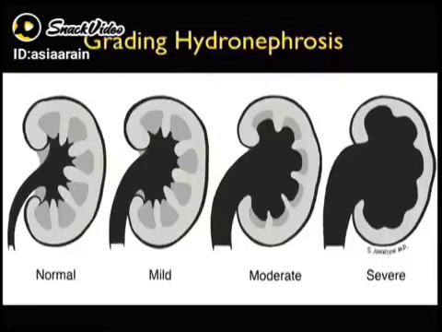Now let's take a look at a picture showing the grading of hydronephrosis from normal kidney to the left to a severe hydronephrosis kidney to the right. What we see in the normal kidney is a normal architecture with the medullary pyramids draining the urine into the calyces and then out into the ureter.